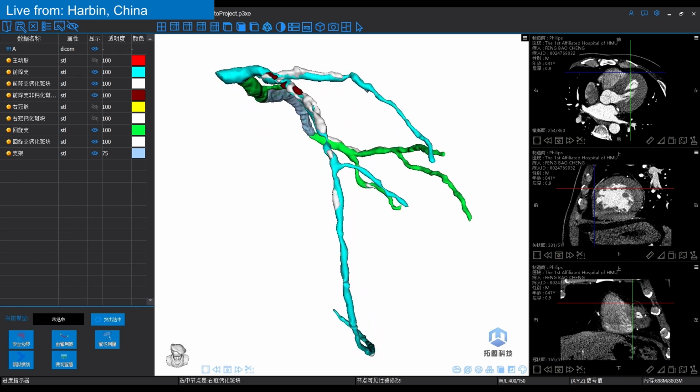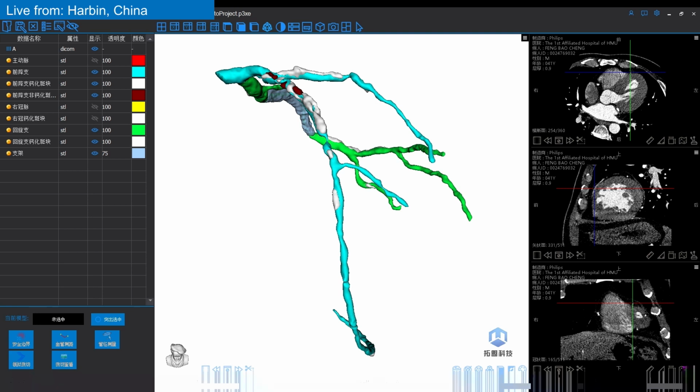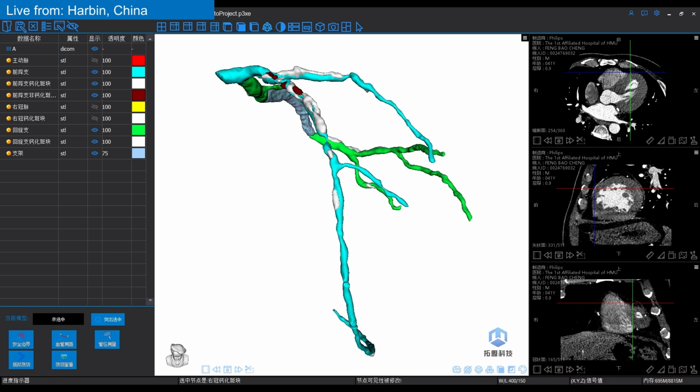But it's not a limitation of the artificial intelligence visualization system. This is because of the baseline data. The baseline data told the AI system the LAD is patent, but it doesn't matter. We could know clearly the distribution of the lesion and the vessel. Okay, let's see the CT reconstruction imaging.